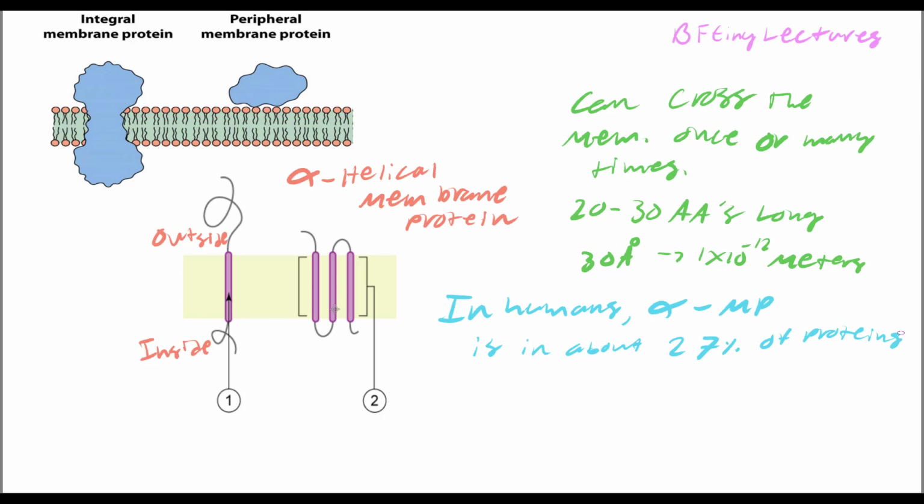You have to know that they facilitate the transport of what? Of molecules, of nutrients in your body. 27% of your proteins are made from that, right? So on the exam, if they ask you, what is a major integral membrane protein in your body, you're going to say alpha helical membrane proteins.